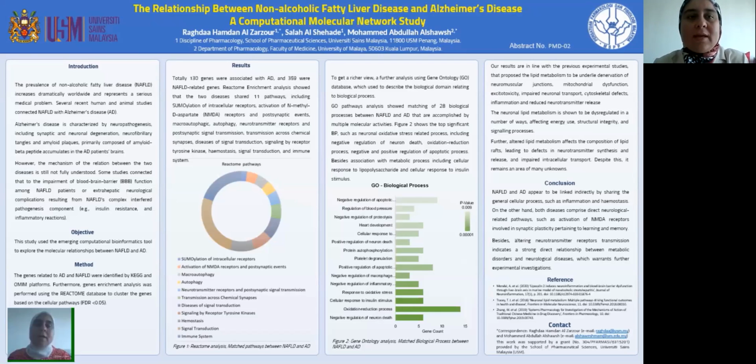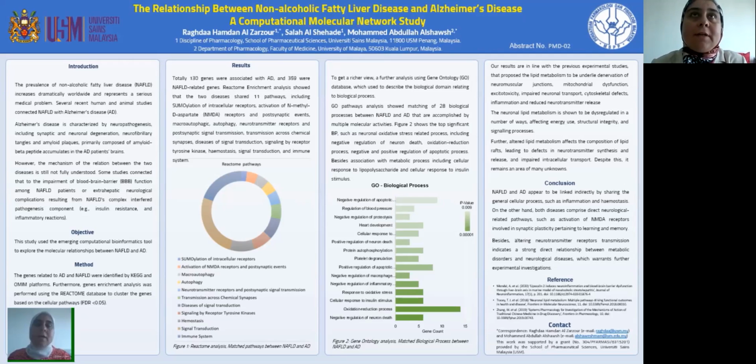First of all, this is to highlight the relationship and to explain the common molecular pathways between the two diseases. The relationship between obesity, NAFLD, and all the metabolic disorders is very well established for cardiovascular diseases. But for neurodegenerative diseases such as Alzheimer's and Parkinson's disease, it is still not very well known. So we want to identify which genes are responsible for NAFLD and for Alzheimer's disease.